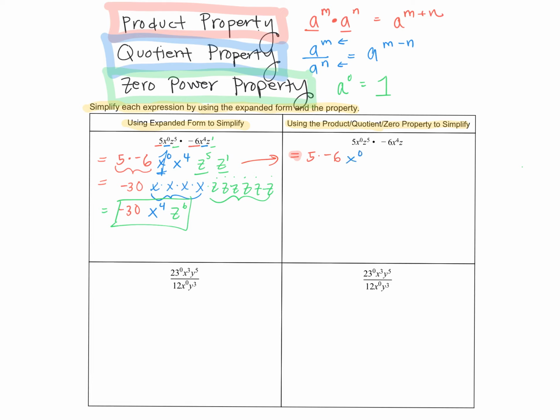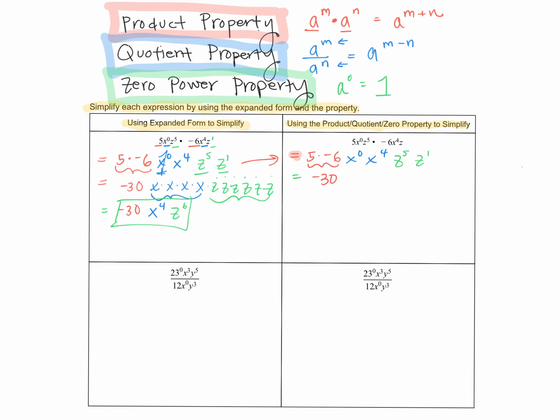X to the 0, x to the 4th, z to the 5th, and z to the 1st. So if I'm going to use the properties, I don't really need it for the first value here. I'm still going to get negative 30.